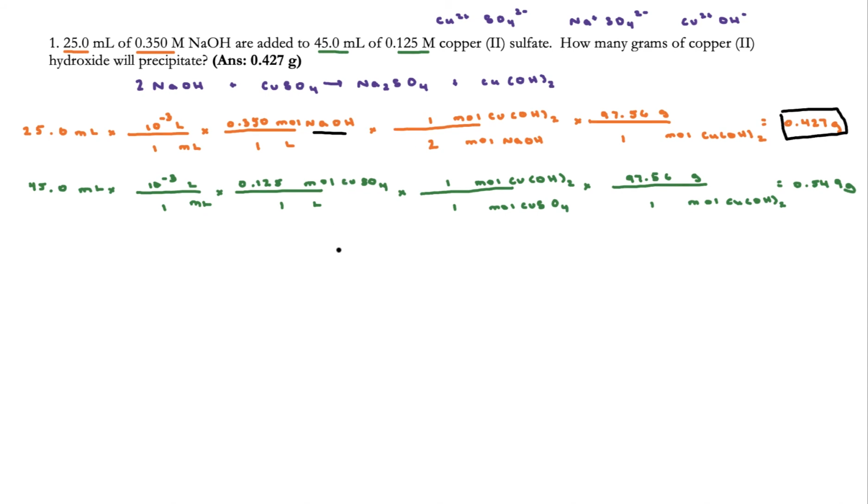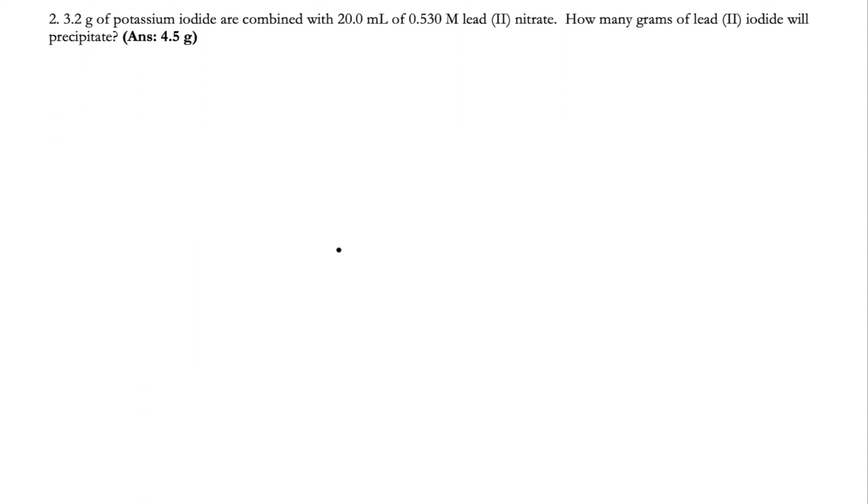All right, let's look at one more problem. Here it tells me 3.2 grams of potassium iodide, that's one reactant, are combined with 20 mL of 0.530 molar lead nitrate. There's my other reactant. How many grams of lead(II) iodide will precipitate?